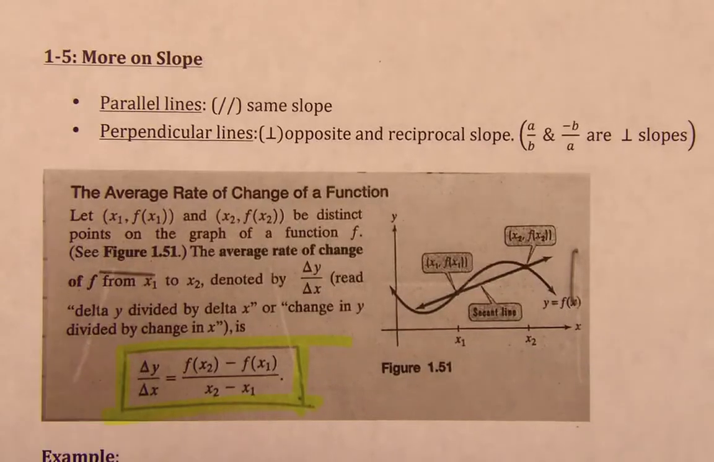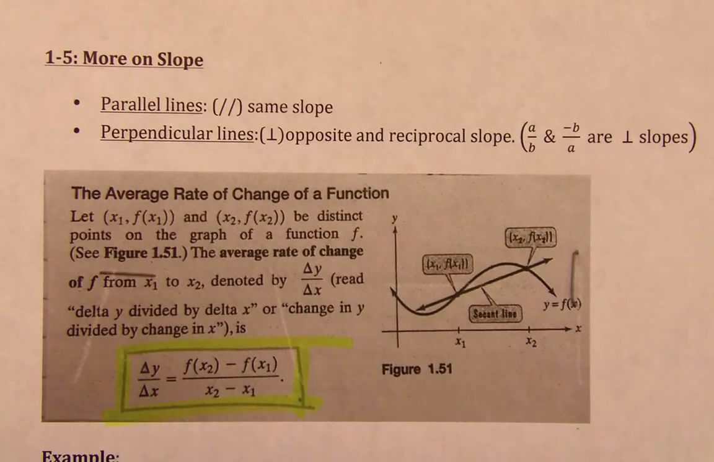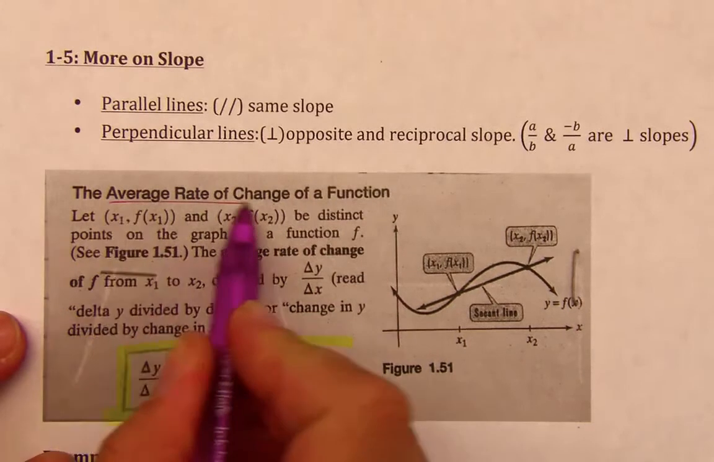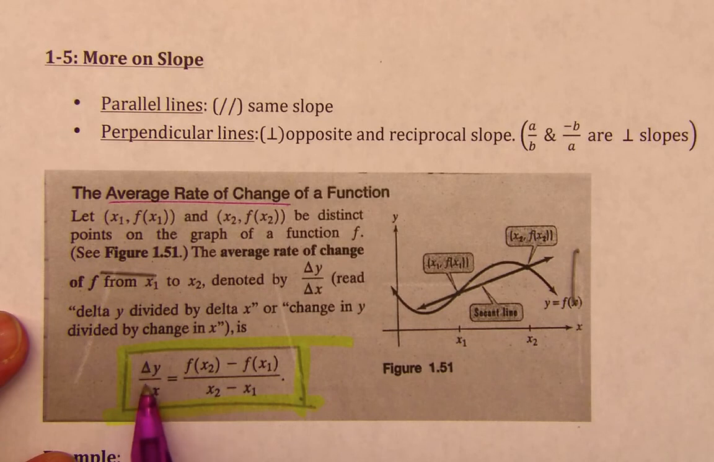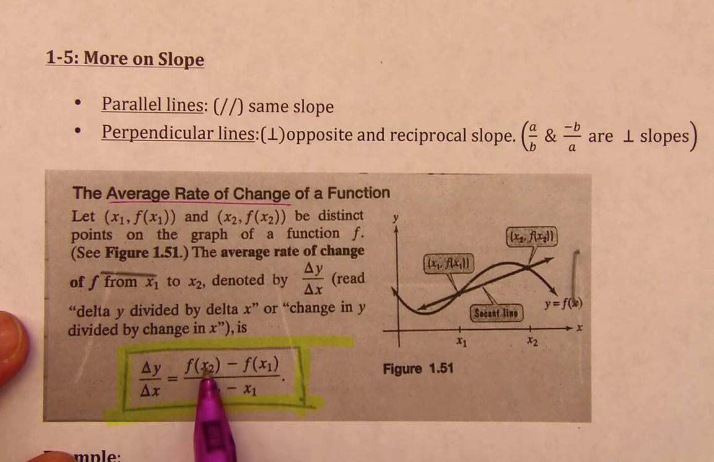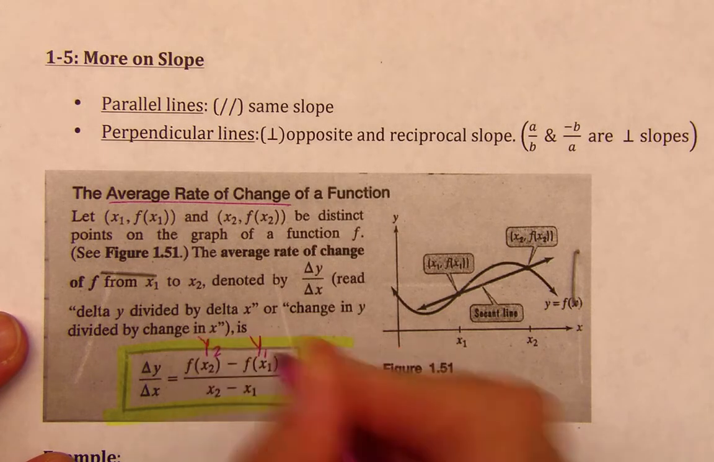Okay, so this is chapter 1, section 5, and we're continuing to talk about slope. And we're going to change the word that we're using for slope. We're going to talk about the average rate of change now. And the average rate of change is really just our change in y over the change in x. And rather than using y1 and y2 now, we're going to use f of x2 and f of x1, because really those mean the same thing as y2 and y1.